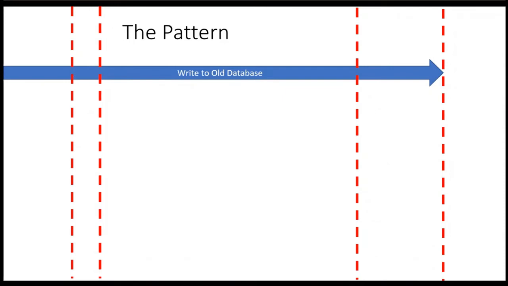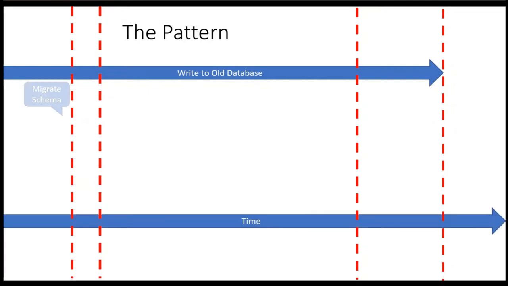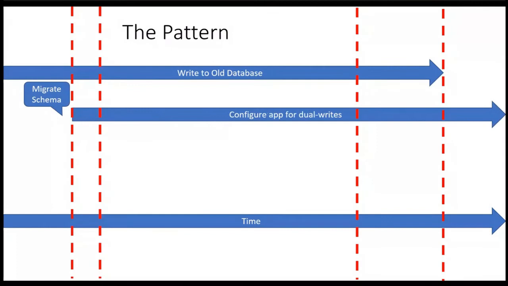And the pattern, and this isn't a particularly new pattern, it's very popular. Many of you will already know about it and will have applied it to other databases and from different sources and targets and so on. If you imagine writing to an old database on a timeline, typically you'll start with migrating the schema, and then you'll configure your application for dual write. So in other words, you'll change your application code to write to both source and target. Typically the write to target will be asynchronous, and to source will be synchronous. So your application will be working as normal, but it will be writing to two targets, the original database and the database that you want to migrate to.